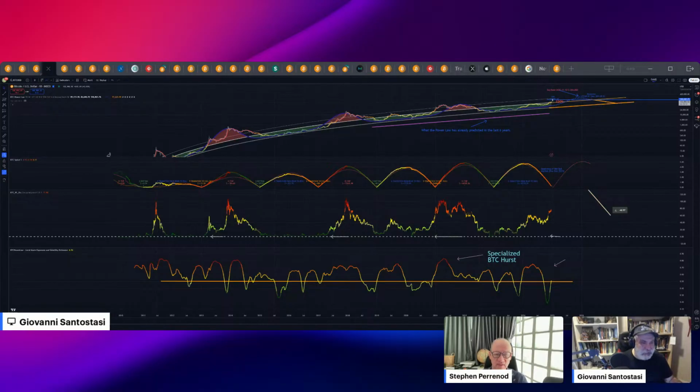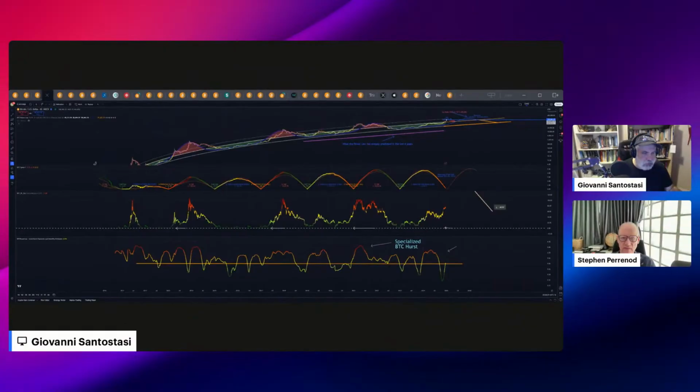But anyway, let me see if I can find a better way, because there are all these overlays. Let's try this one. Okay, I think it is better. All right.